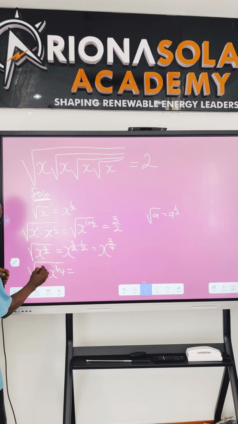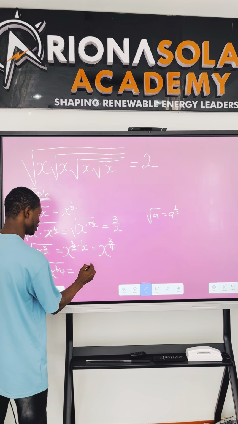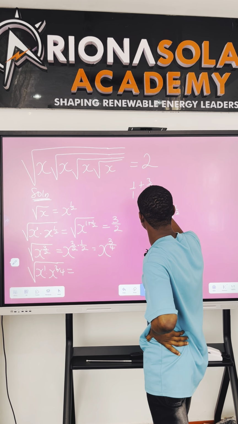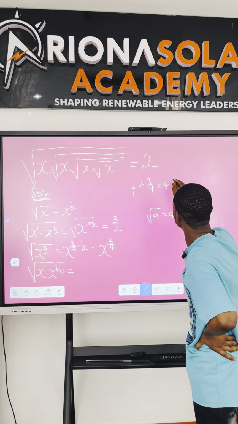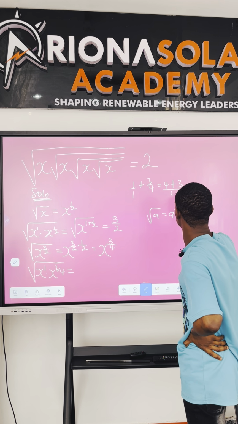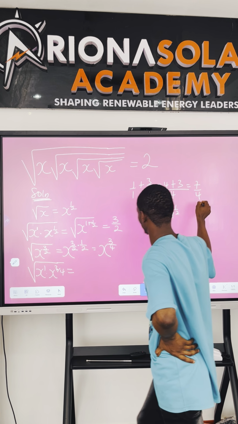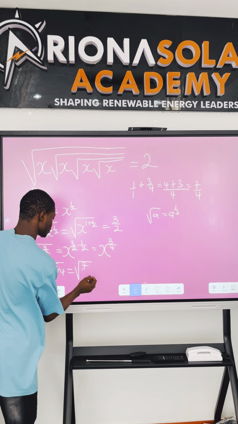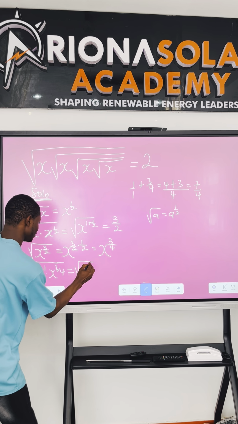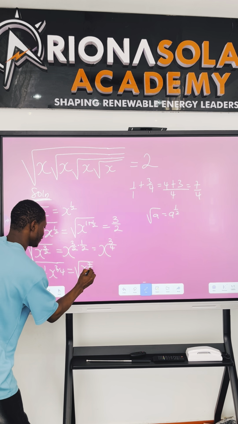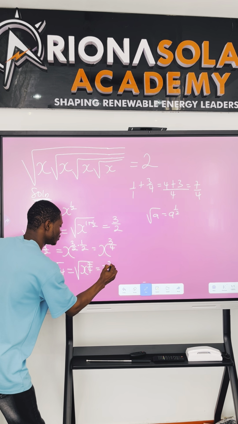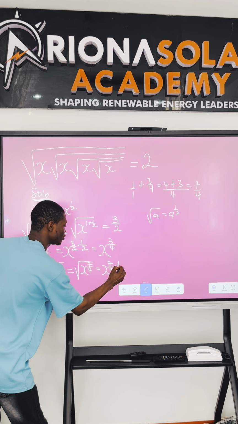This thing is power 1. Let's find the LCM. So the LCM will be 1 over 1 plus 3 over 4. 4 times 1 is 4, 1 times 3 is 3, 1 times 4 is 4. We are having 7 over 4. So we are going to be having square root of x to the power of 7 over 4. Changing this, we are going to have x to the power of 7 over 4 times 1 over 2.